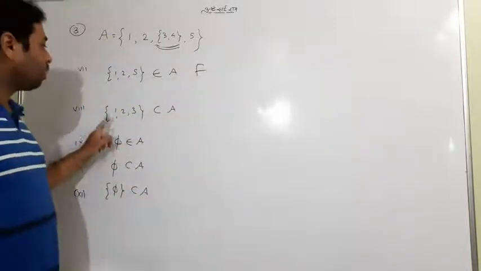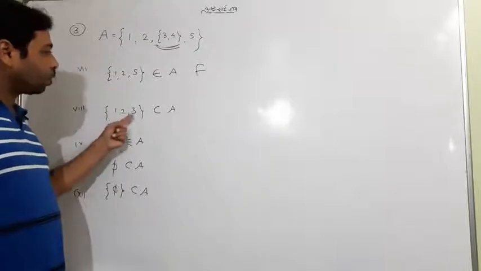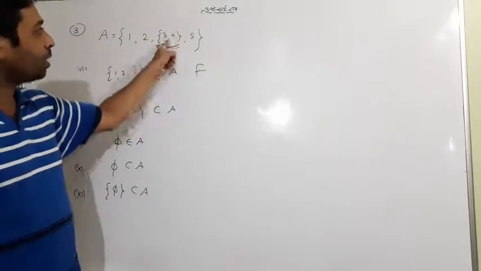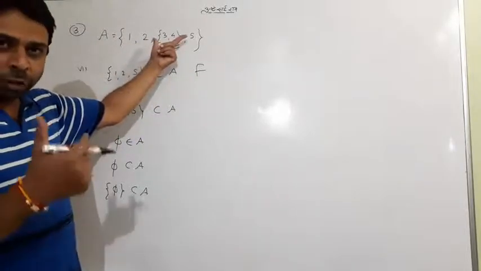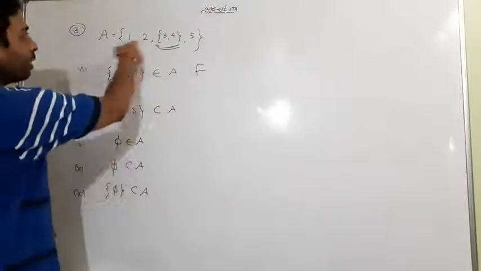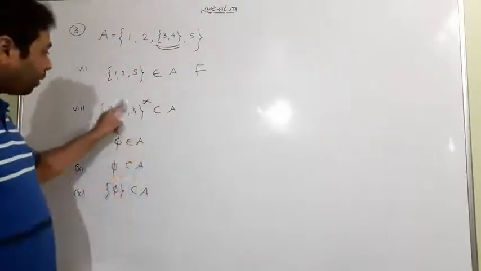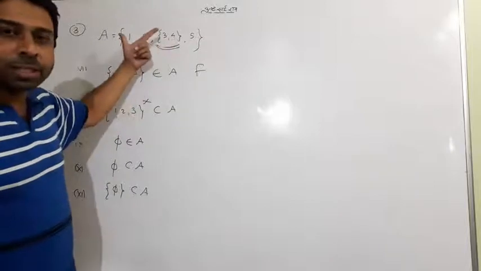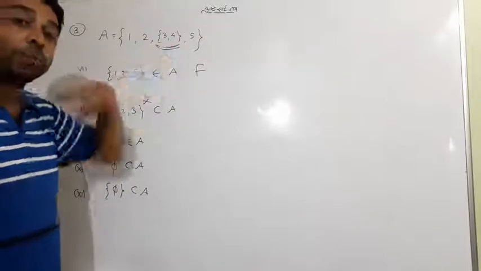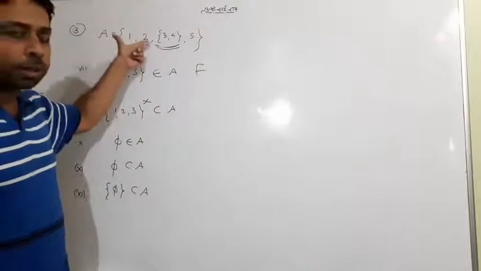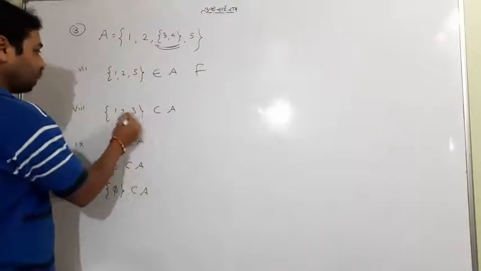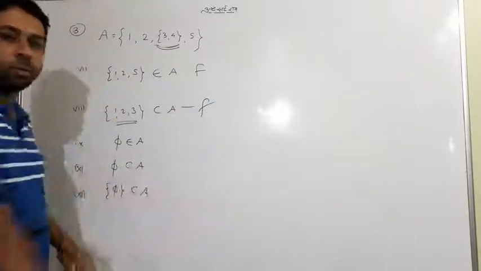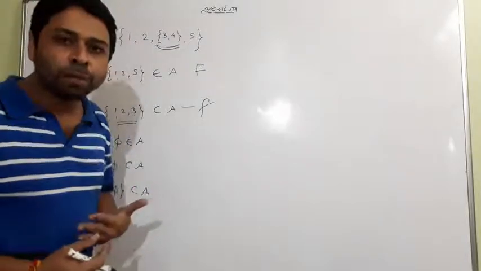False. What about {1, 2, 3}? All elements of this set are also elements of A? No, it is not so, because 3 is not here. {3, 4} is one combined element, so 3 is not a particular element of A. So it's a wrong sentence. 1 is an element, 2 is an element, but 3 is not an element. {3, 4} combined in curly brackets is an element, but 3 alone is not. So not all elements of {1, 2, 3} are elements of A, so it is a false sentence. Hope you are getting what I am saying.